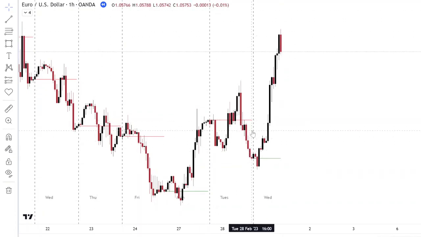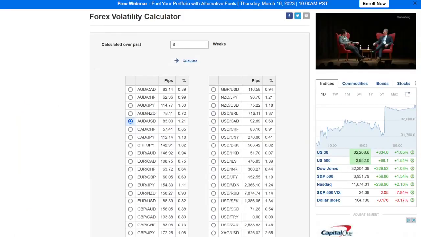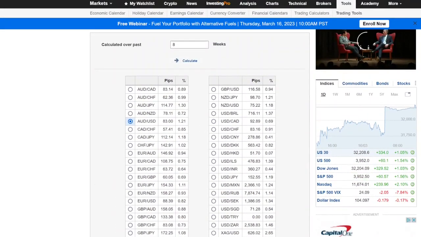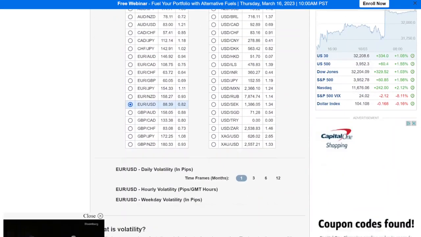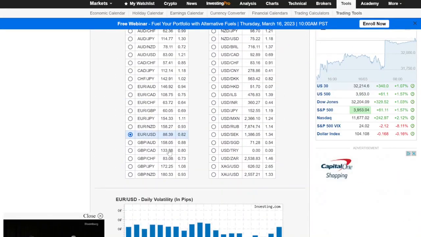So the first thing you want to do is check the volatility calendar, which is the calculator. I usually do 4 weeks, like I stated in previous videos, but in this instance, since we already went back almost 2 weeks, we're going to go for an 8-week average. So what is the average pips or points Euro USD moves on a daily basis? 88 pips. That's the average range of Euro USD.